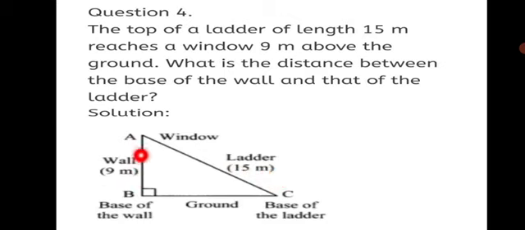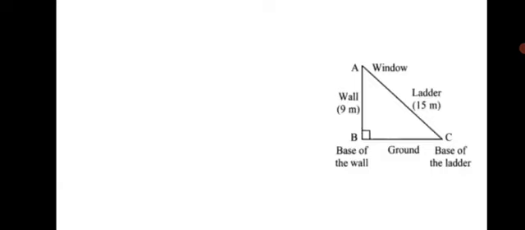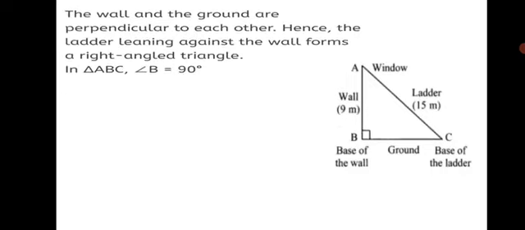We know AB, we know AC. Using Pythagoras theorem, since angle B is a right angle now, because the wall will be built straight on the ground. So it forms a right angle. So let's use Pythagoras theorem to find the distance between the base of the wall and that of the ladder. Solution. The wall and the ground are perpendicular to each other. You can see that the wall and the ground are perpendicular.